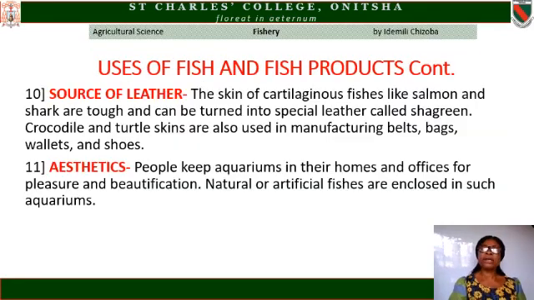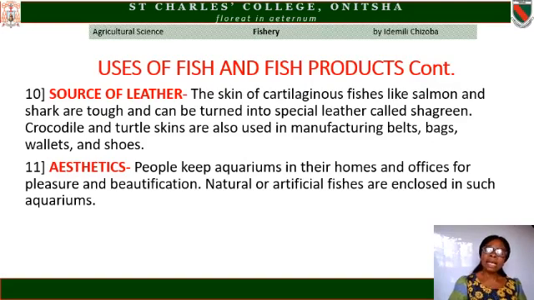Number 10, source of leather. The skin of cartilaginous fishes like salmon and shark are very tough and are used in making special leather called shagreen. Crocodile and turtle skins are also used in manufacturing belts, bags, wallets, shoes. These products are used by men.